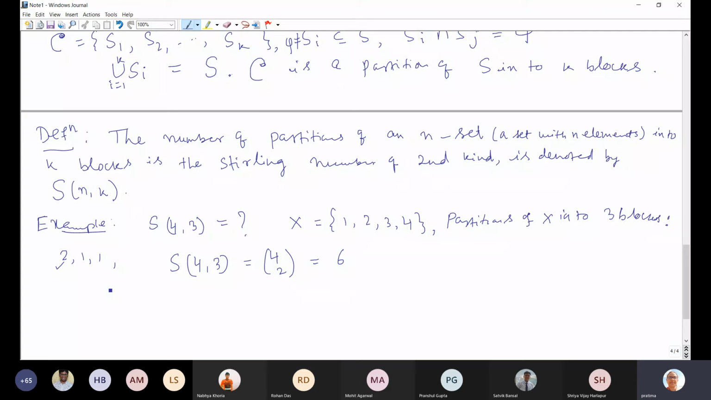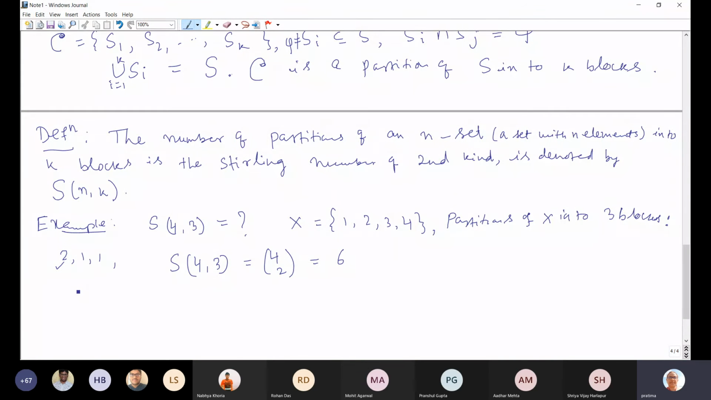Do you understand the logic here? One block has to contain 2 elements, and once you select this block containing 2 elements, the other 2 blocks are determined. They are singleton sets. So the total number will be how many ways you can select this block with 2 elements. This set has 4 elements, out of 4, 2 elements we can select, in 4 choose 2 ways, and this is your answer.